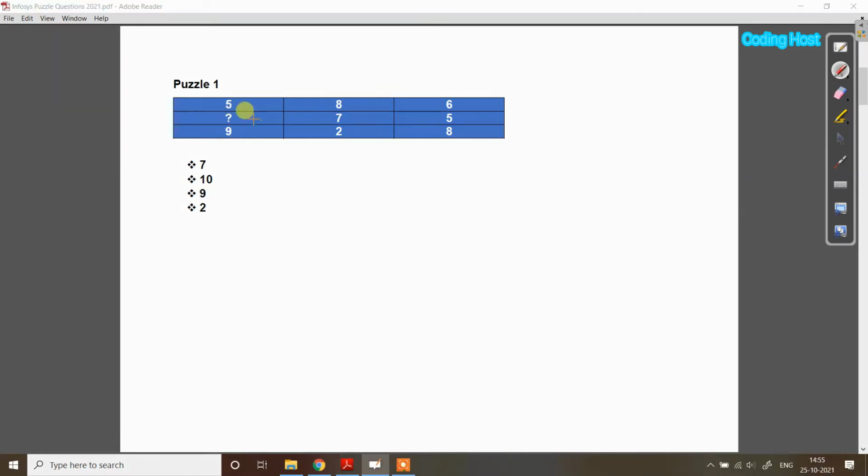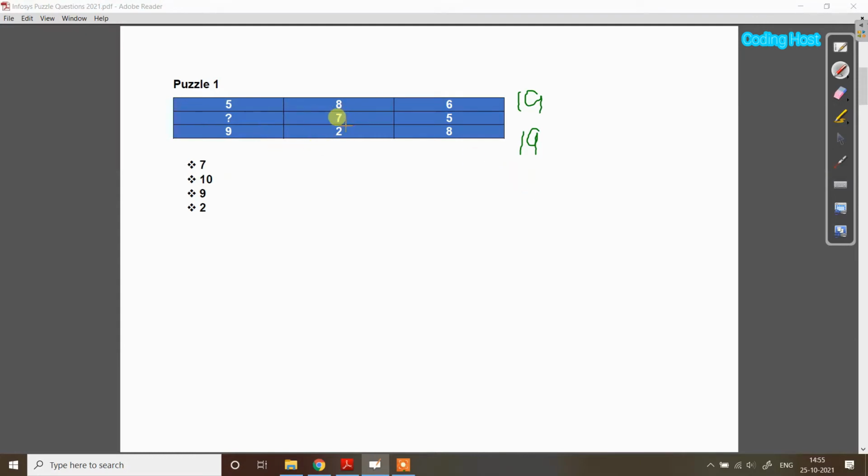So let's try to add all the numbers in the first row. In the first row you can see that we have 5 plus 8 plus 6. So 5 plus 8 is 13, and 13 plus 6 is 19, so their sum is equal to 19. Now let's see the second row. In the second row we have the missing number. In the third row you can see that 9 plus 2 is 11, and 11 plus 8 is 19. So you can see that this is our right logic here. We have to add all the numbers in the rows.